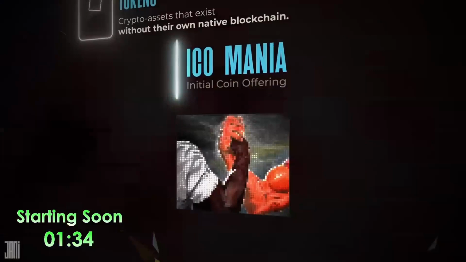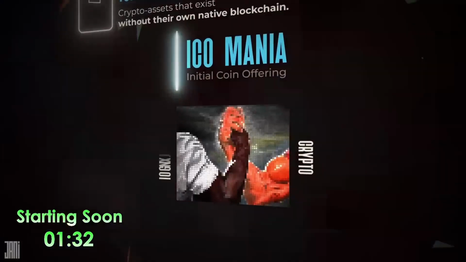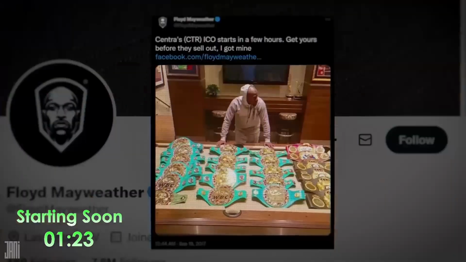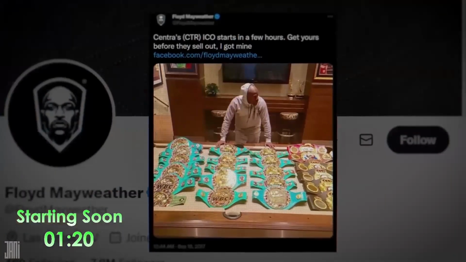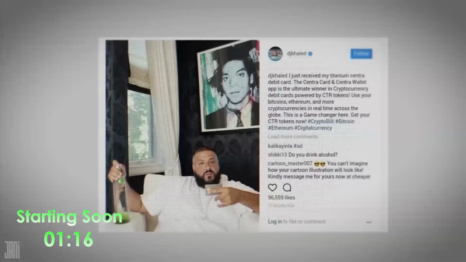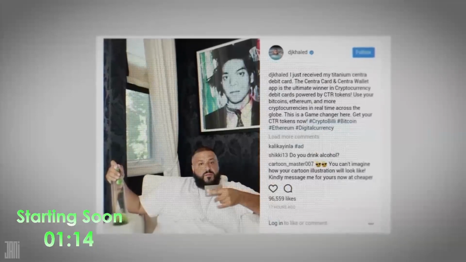ICOs also marked the beginning of an unlikely friendship between those in the cryptocurrency space and influencers and celebrities. If token coins were fueled by hype and attention, then celebrities and influencers were the ones that were running the gas stations. Famous professional boxer Floyd Mayweather, along with producer DJ Khaled, were paid $100,000 and $50,000 respectively to promote the token coin Centratech in 2017.